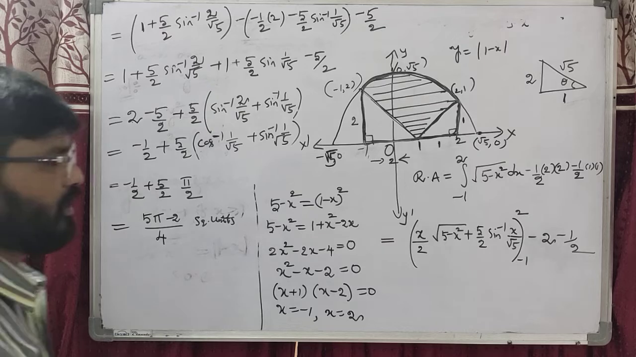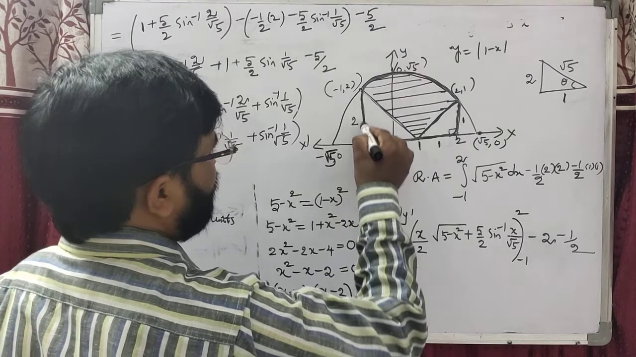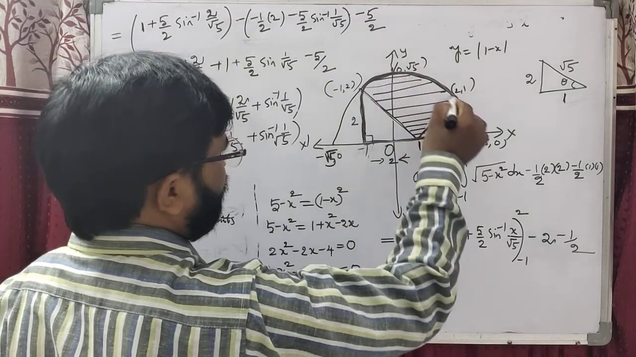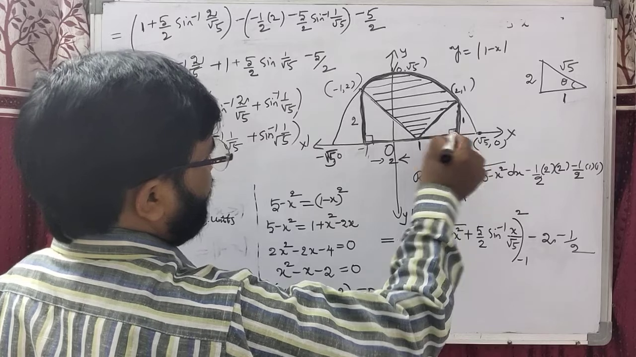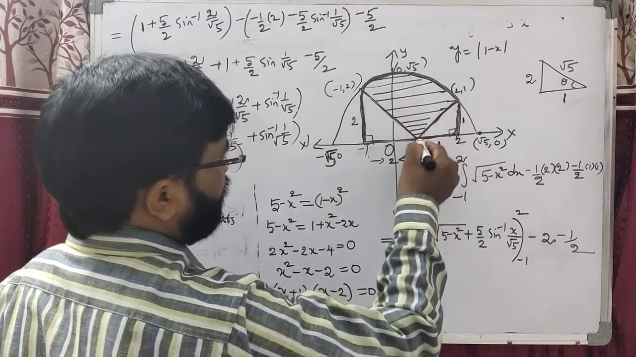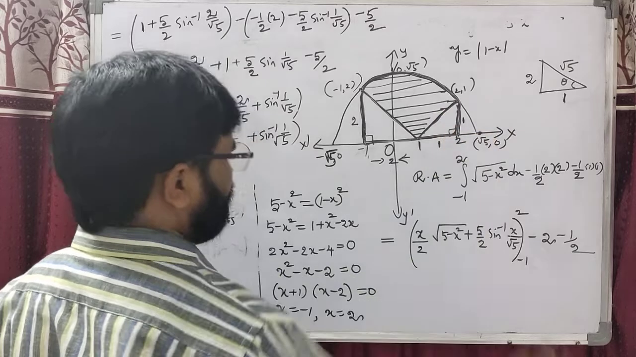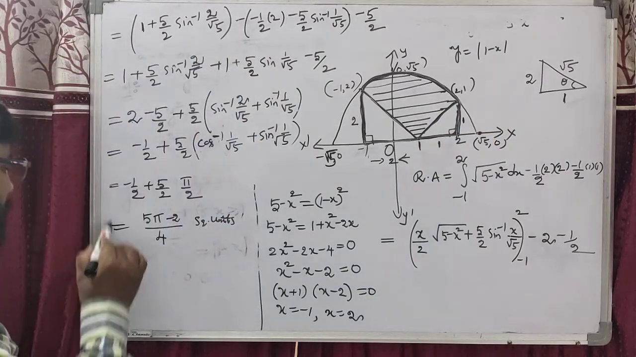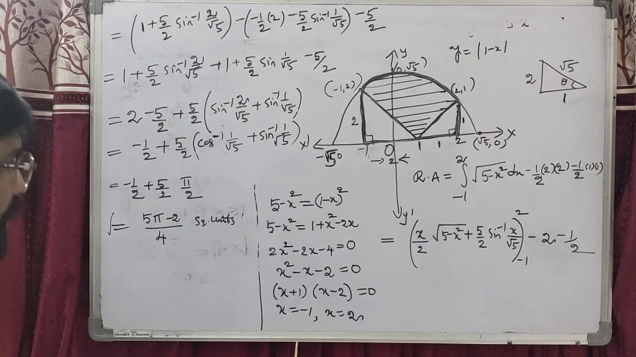Okay students. First I find out the area of this region. After that, subtracting the areas of these two triangles, we got the required area as 5 pi minus 2 by 4. Okay students.